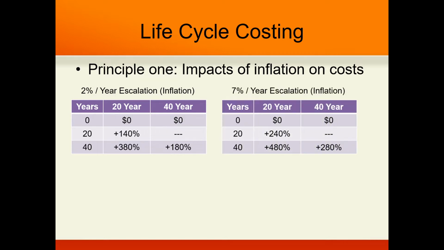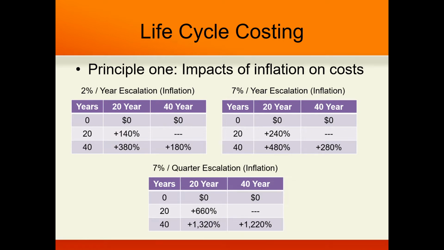Now, at 7% escalation, which is what we had at the beginning, say almost a year ago, we were starting to see that escalation as we were coming out of the COVID to 7%. Now you can see how the numbers change, where it goes from 0 to 240 to 280, and again, 280 being what you get on a 40-year. What we're actually experiencing, at least right now, and it seems that for the next 2, 3, possibly 4 more quarters, we could be seeing escalation of 7% per quarter. Now, that's where the numbers get absolutely astronomical. As we can see here, at 20 years is 660%, 1,320% for year 40.